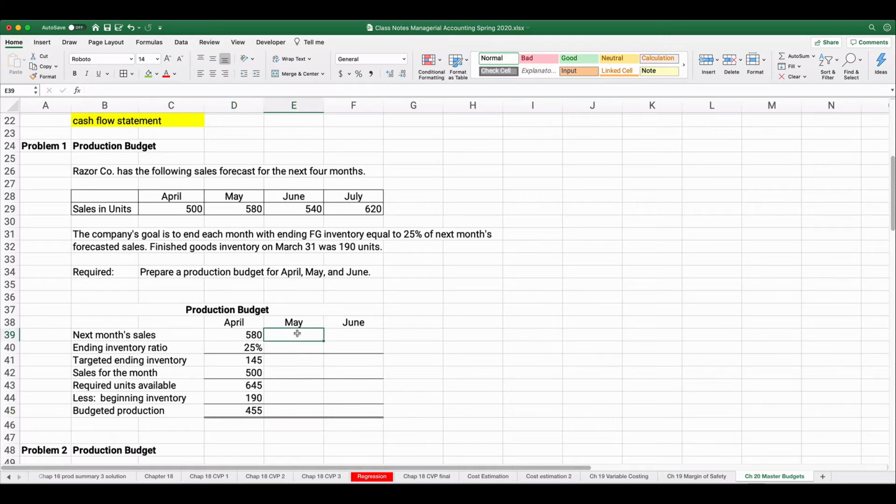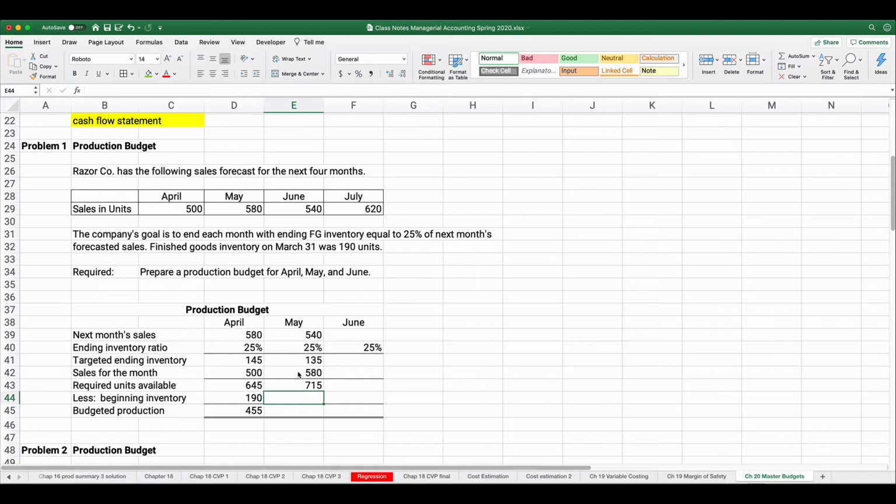Now let's continue. For the month of May, what is our next month's sales? Well, it's 540 because that's June. And our ending inventory ratio is still going to be 25%. We can go all the way across here. So we can multiply 540 times the 25%, we get 135. Our sales for next month are going to be 580. So we need goods available of 135 plus the 580. So we need 715.